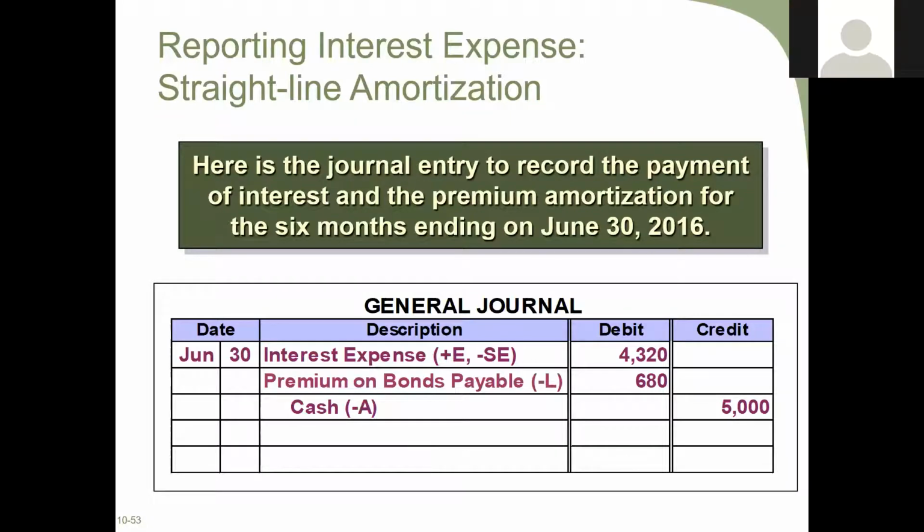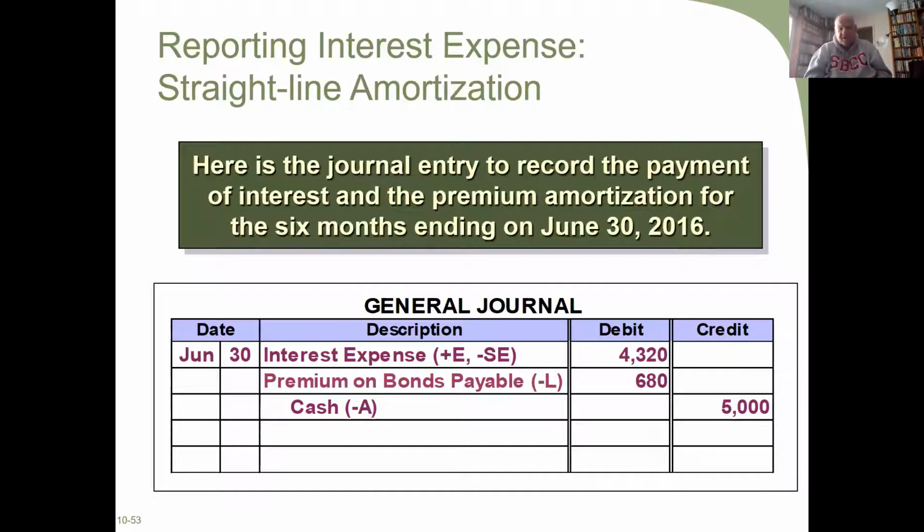I don't remember what it was before. Was it over $5,000 before? Yeah, it was down. I don't know. Yeah, that's the point I was trying to get to. With a premium, your total interest expense is going to be less than the cash.